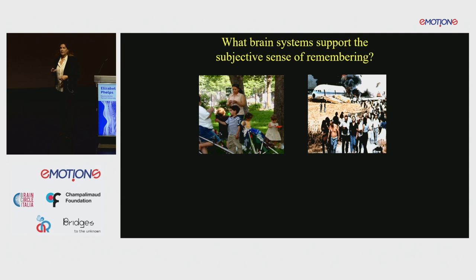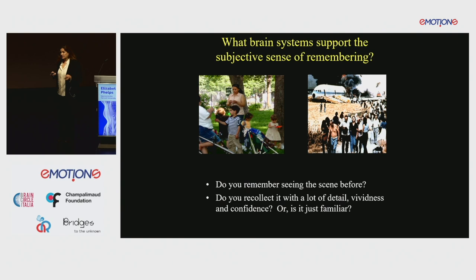And we asked, about 24 hours later, do you remember seeing this scene before? And if so, do you recollect it with a lot of detail and vividness or confidence, or does it just seem familiar to you? And then we can ask, what regions of the brain support this judgment of remembering something with vividness and confidence versus just seeming familiar?